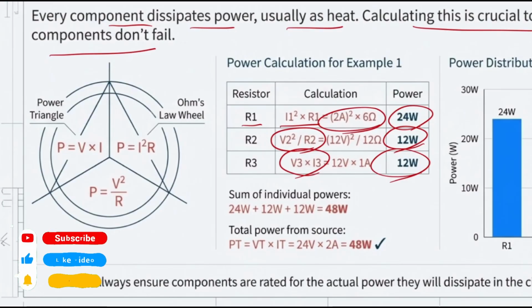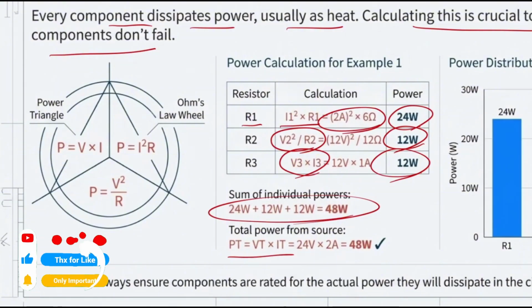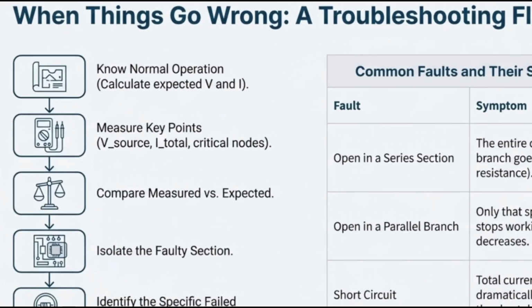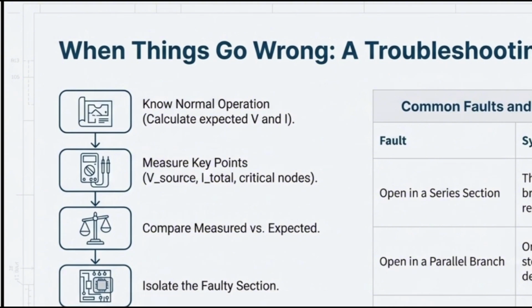And finally, if you add all of them, it should give you a number, and this number should be the same if you use the total power formula as PT equals VT times IT itself. As simple as that. So the troubleshooting flow chart is very important. When a thing goes wrong, how can I handle that?